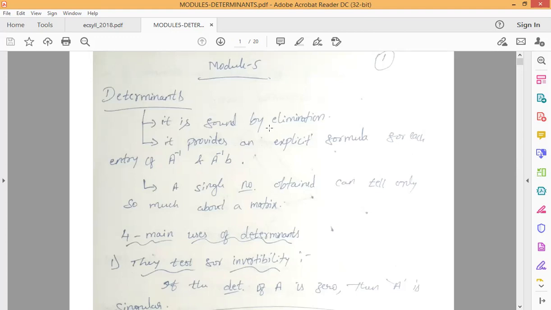Now in today's class, we'll discuss the determinant uses and try to cover completely the properties of the determinant.